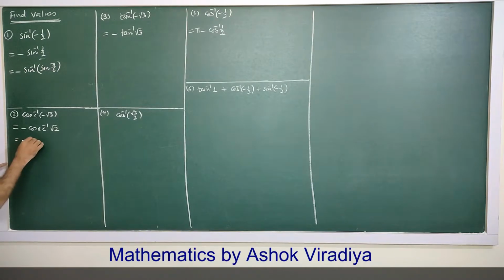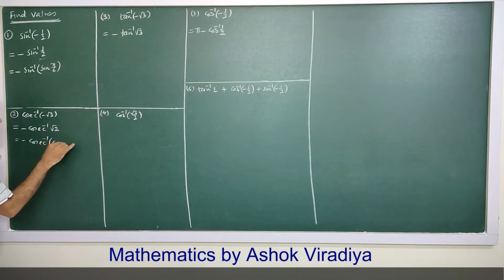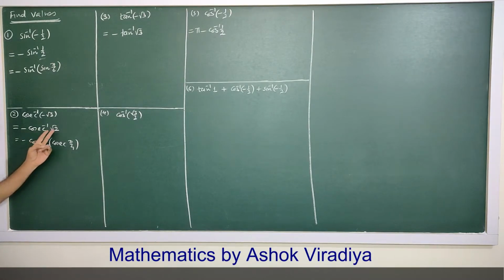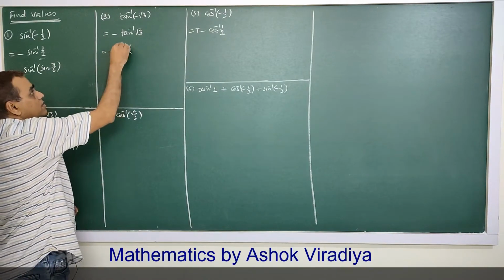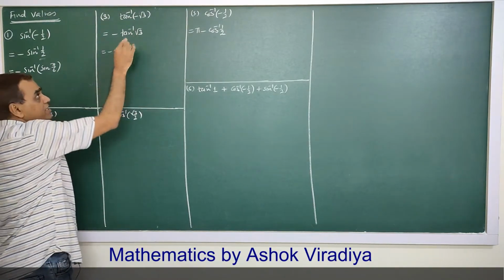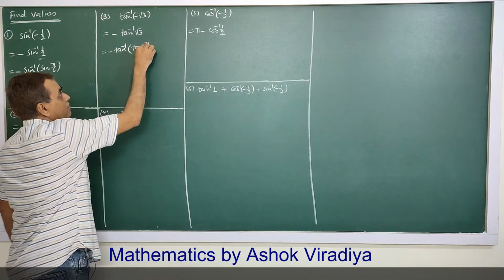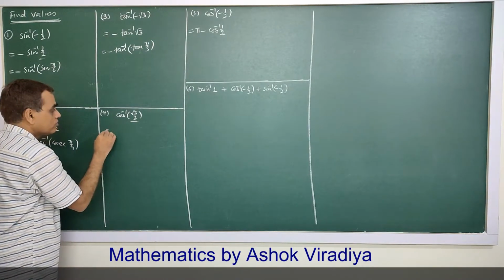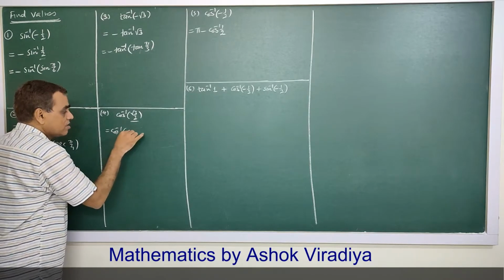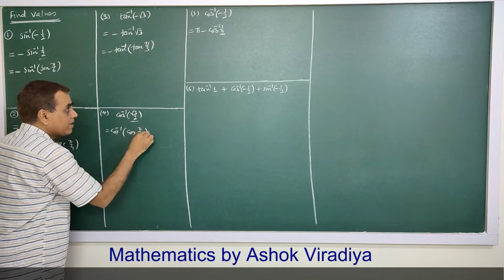Here minus cosec inverse, now root 2. Root 2 is the value of cosec pi by 4. Outer is cosec inverse, so set inner cosec. Outer is tan inverse, so express root 3 as tan of pi by 3, because root 3 is tan pi by 3. Here it is root 3 by 2 cos inverse. Root 3 by 2 is cos pi by 6.